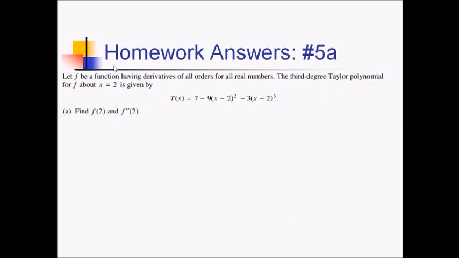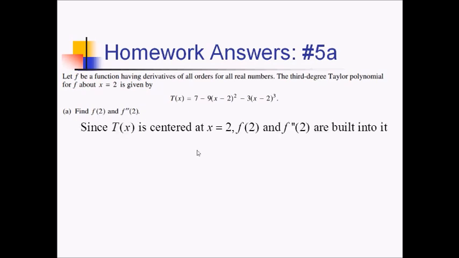For number 5, we have f as a function with derivatives of all orders for all real numbers, and the third degree polynomial for f about x equals 2 is given by this T of x function here. Based off of all this, we want to start with part A by finding f of 2 and f double prime of 2. Let's start with f of 2.